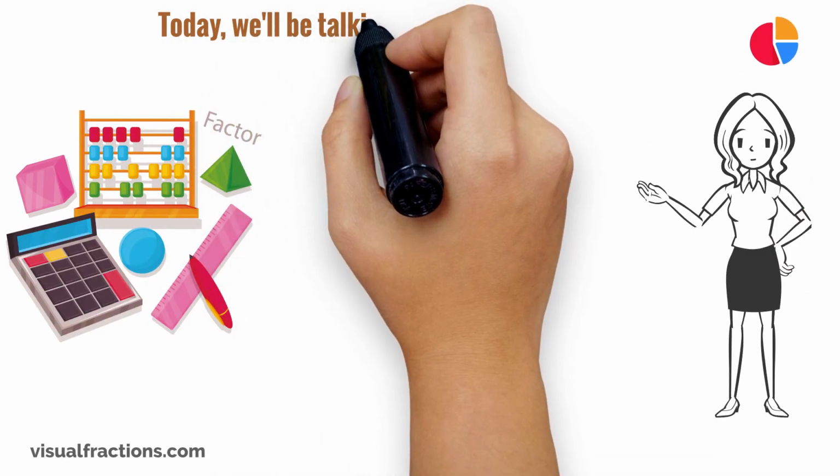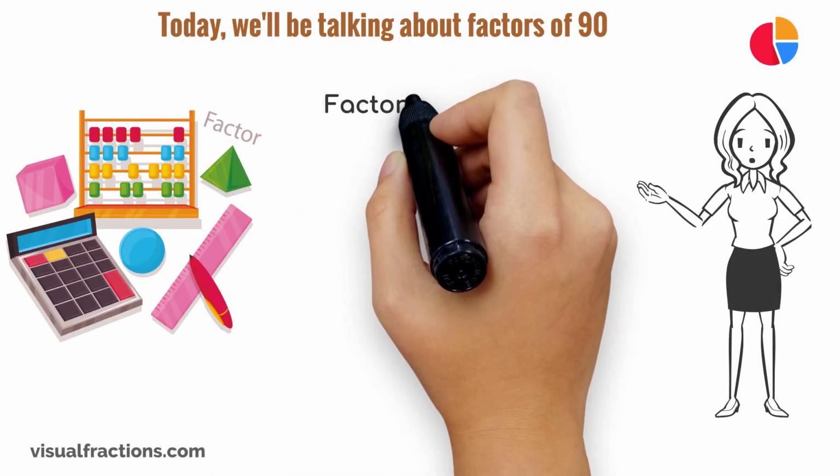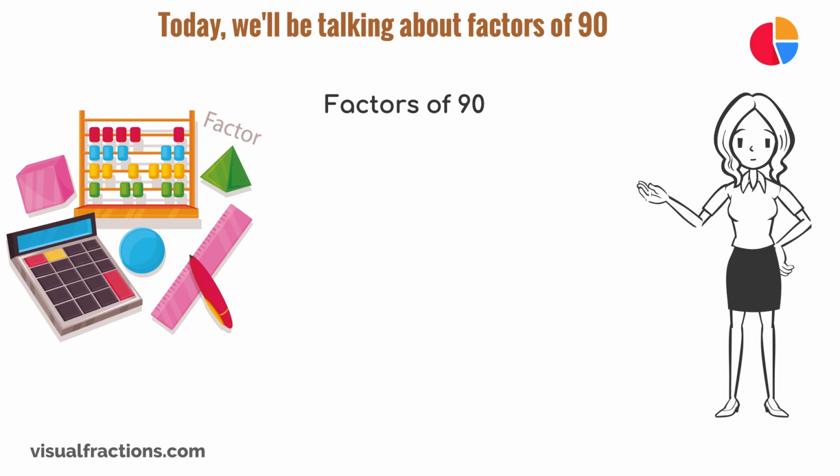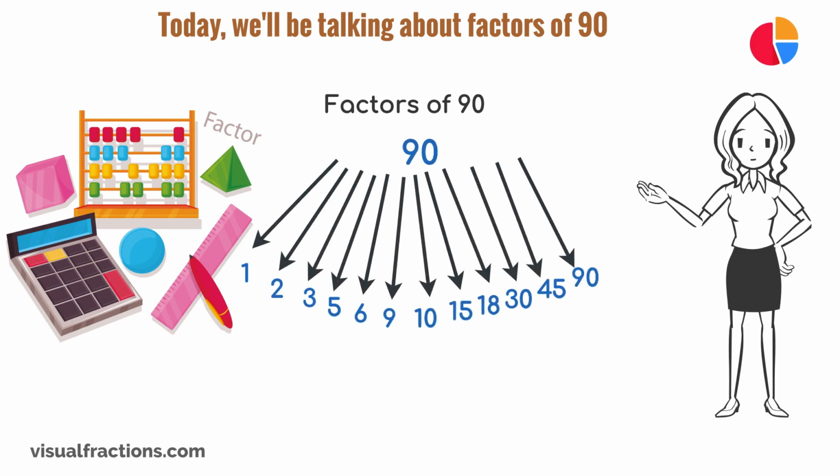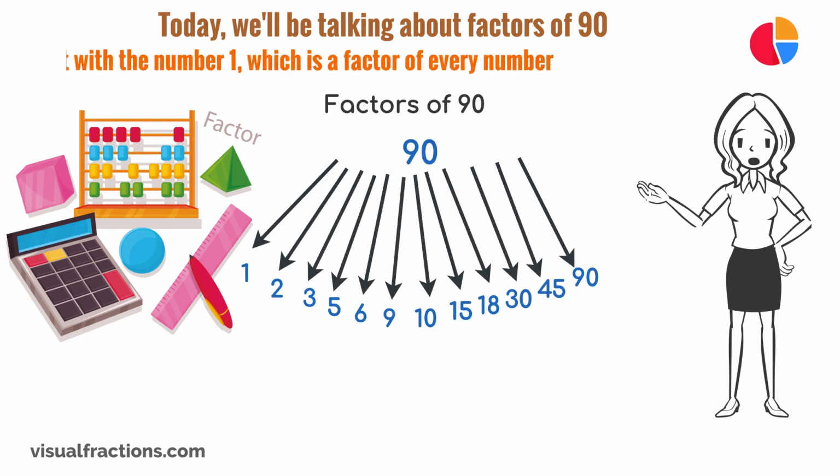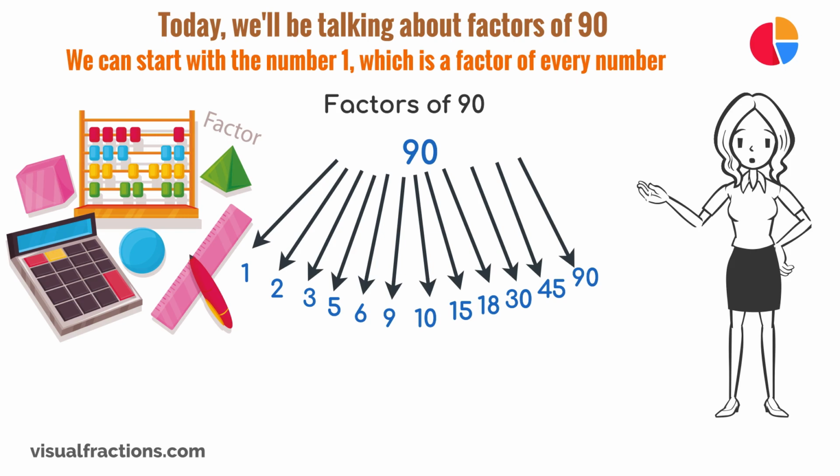Today, we'll be talking about factors of 90. To find the factors of 90, we need to look for all the numbers that can divide 90 without leaving a remainder. We can start with the number 1, which is a factor of every number, and then check all the other numbers up to 90.